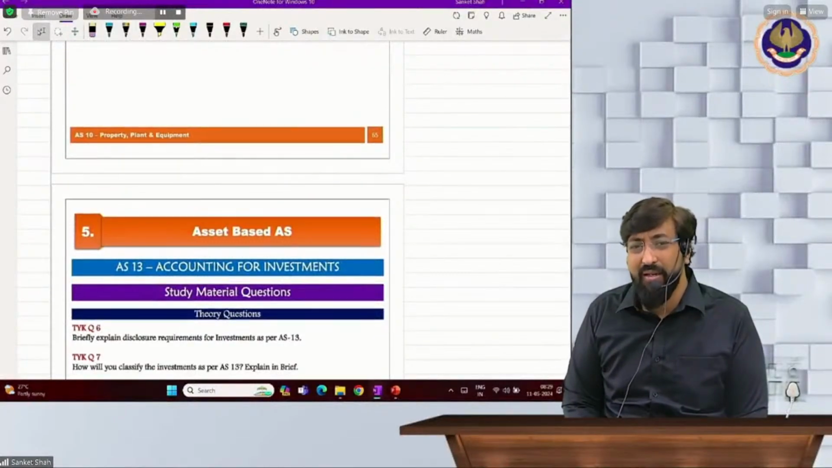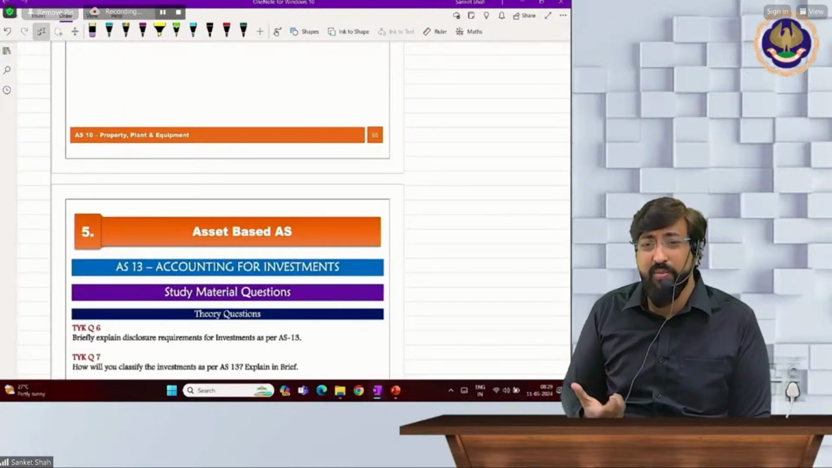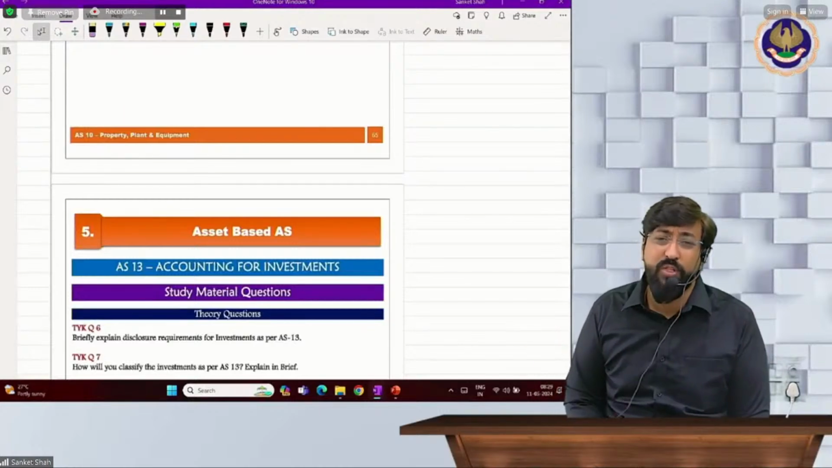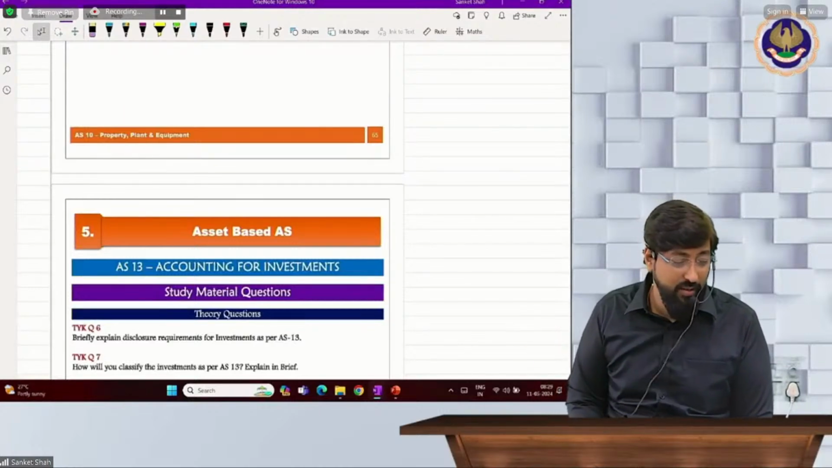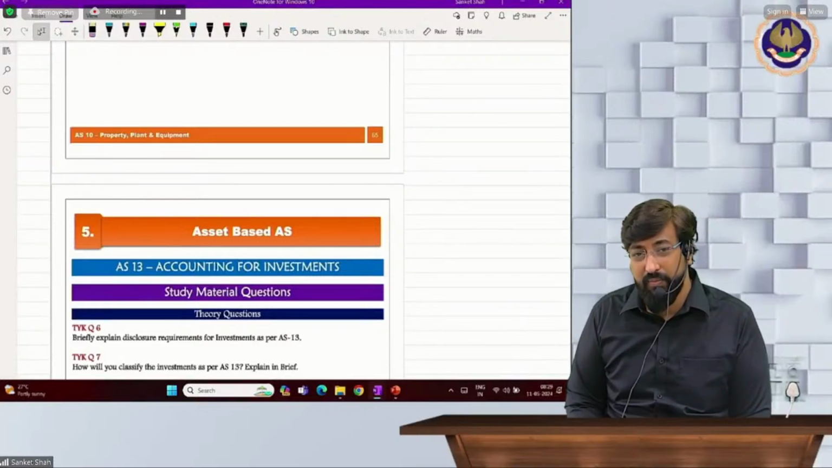Don't get panic that I'm not getting the answer. Try to understand the provision. Provision समझ में आया तो application of provision is very simple in accounting standards. So accounting standard में application is very simple. ध्यान में आया बेटा? It will be very simple. ये ध्यान में रखना.